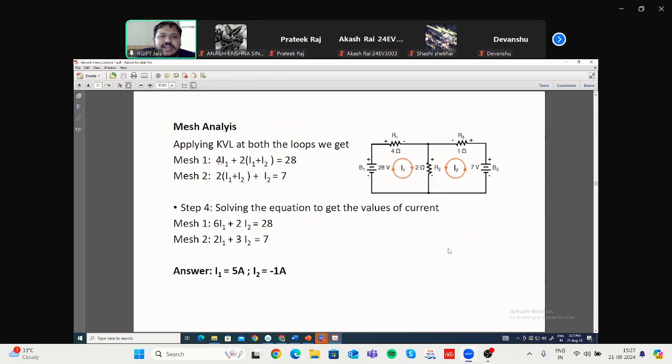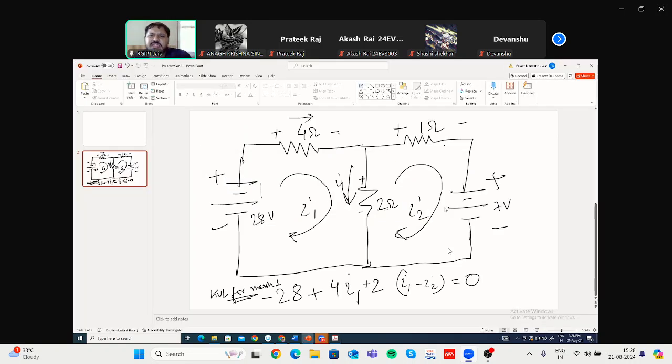28 minus, that means you can take it on the other side. We'll solve like this, because in this example they have taken the current in the opposite direction, which is not required. Whatever we follow, we will follow the same thing. If you consider this in the opposite direction, it will be different, it will be plus. No issue. Now both the currents we have considered in clockwise direction, so we are writing like this.